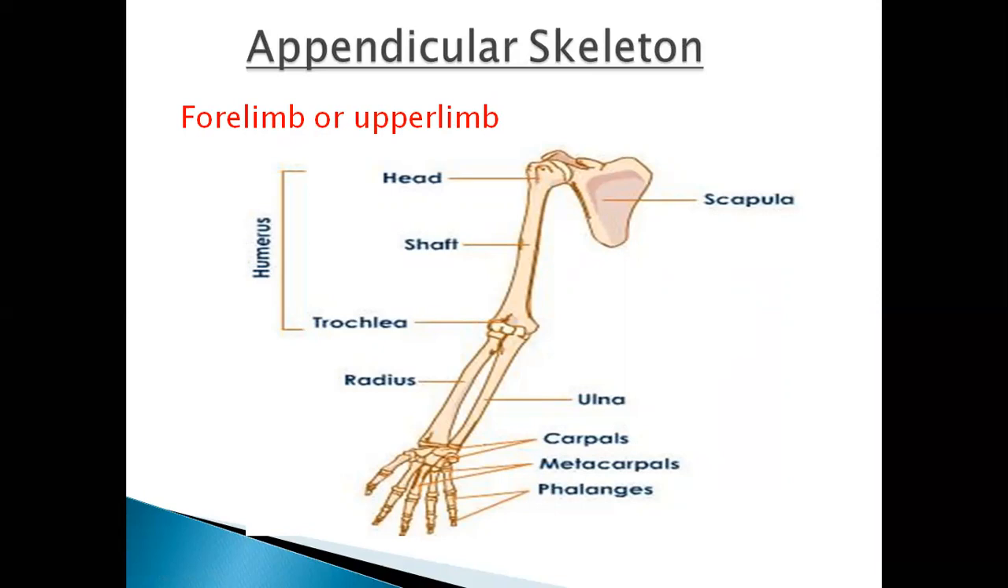The forelimb consists of one humerus. You can see it, this region of the arm is known as the humerus. Radius, ulna. Here are the carpals. Further are the metacarpals. This region is the metacarpals, and next to it are the phalanges. Now let's see what is the number of all these parts present in the forelimbs.